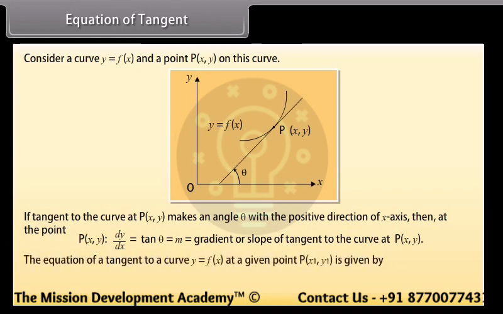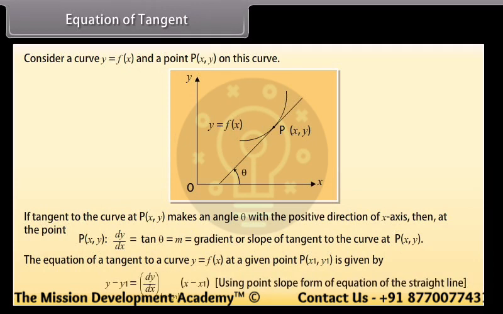The equation of a tangent to a curve y is equal to f of x at a given point P(x1, y1) is given by y minus y1 is equal to dy by dx at (x1, y1) into x minus x1. Using point slope form of equation of the straight line.